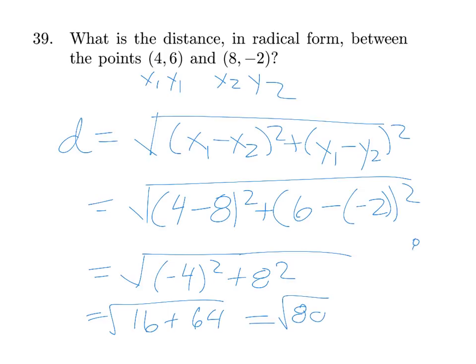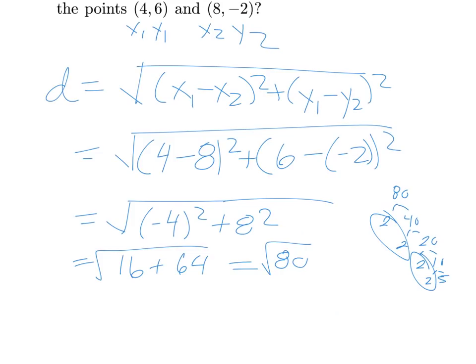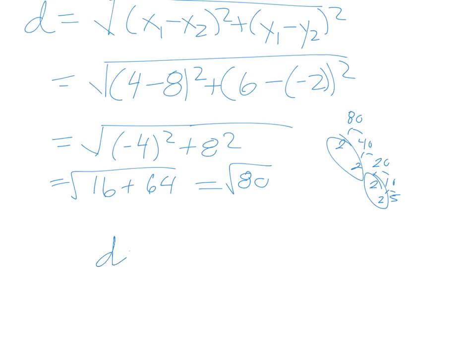All right, I'm about to do a prime factor tree to break it down. 20 times 4, 2 times 20, 2 times 10, and 2 times 5. I have a pair of 2's here, and I have a pair of 2's there. So D is equal to 2 times 2, and I have the square root of 5 left over. So it's going to be 4 square root of 5. I'm done.